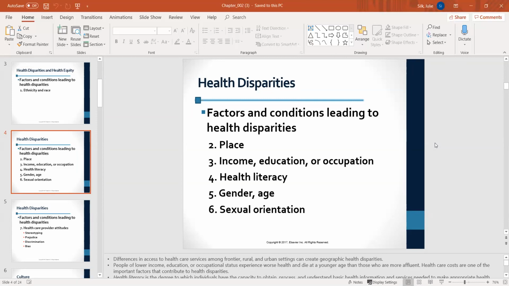Do you guys, I think we talked about health literacy before, didn't we, in one of our other classes? Do you guys remember what that is? I remember we talked about it, but I don't exactly remember the definition of it.